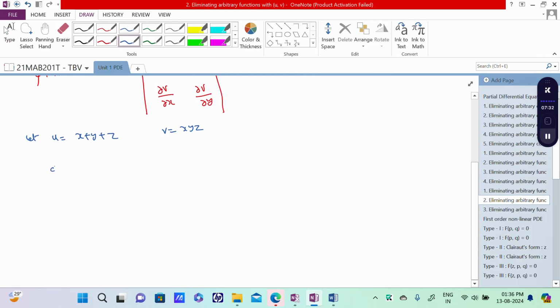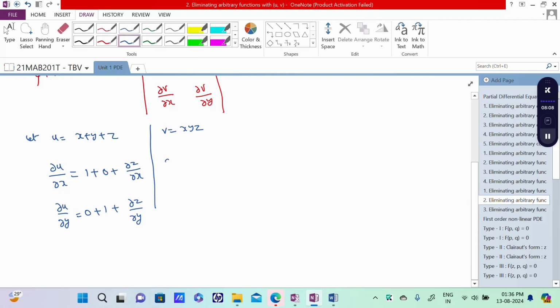Therefore, I'm going to differentiate with respect to x, dou u by dou x. Here, when differentiating x with respect to x we get 1, y is a constant so we consider 0, but z is a function, therefore dou z by dou x. And for dou u by dou y, again I differentiate: x is constant, y gives 1, and dou z by dou y.